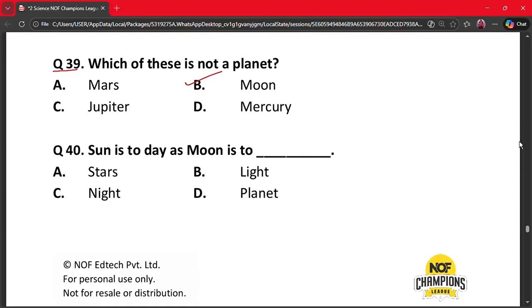And the last question is question number 40. Sun is to day as moon is to dash. A. Stars, B. Light, C. Night, and D. Planet. The correct answer is option C. The sun gives light during the day while the moon shines at night. Hence, the correct relationship is sun to day and moon to night, making option C the correct answer.